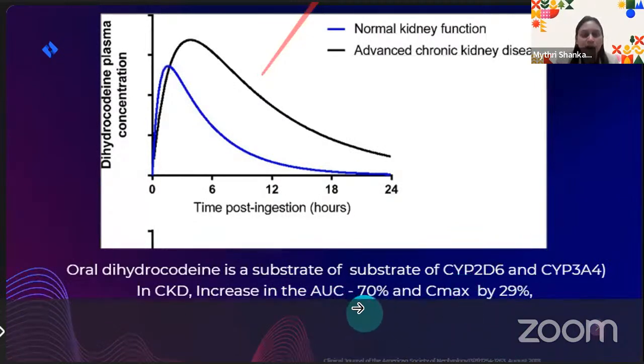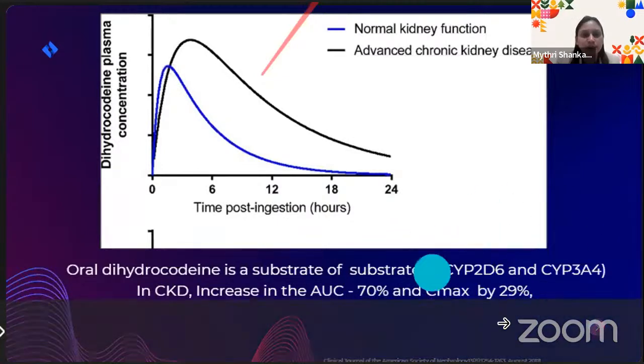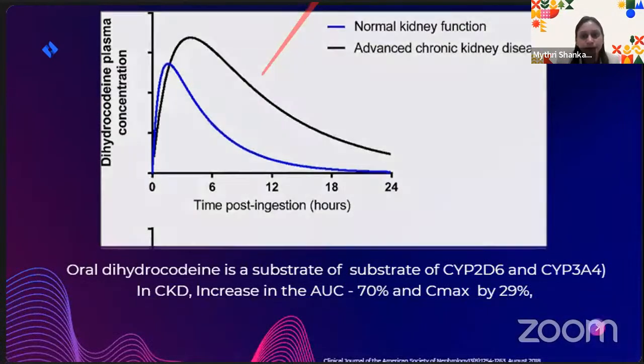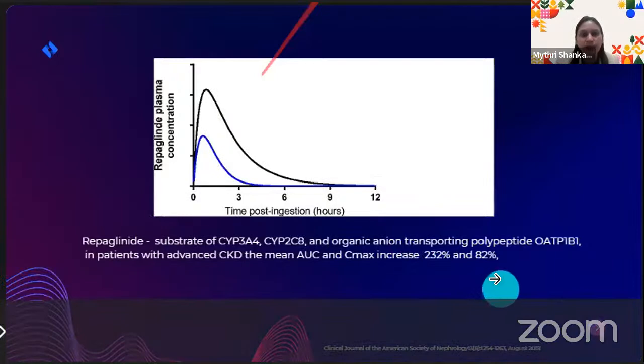So if the area under the curve is increased by more than 50%, then we have to prolong the dosing duration. If the concentration maximum has increased by more than 50%, then we have to reduce the total dose quantity. Here you can see for oral repaglinide, in the patients with advanced CKD, mean area under the curve has increased by 232% and Cmax has also increased by 82%. So we have to decrease the dose over here and also increase the dosing frequency.